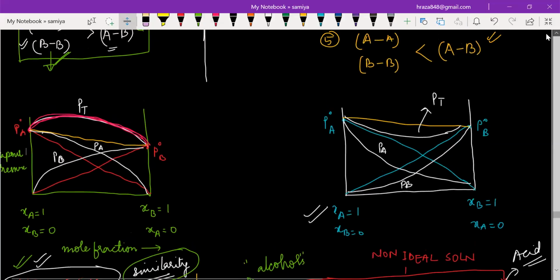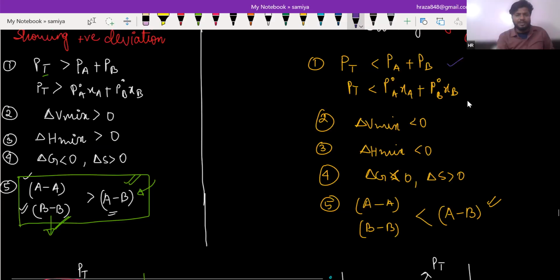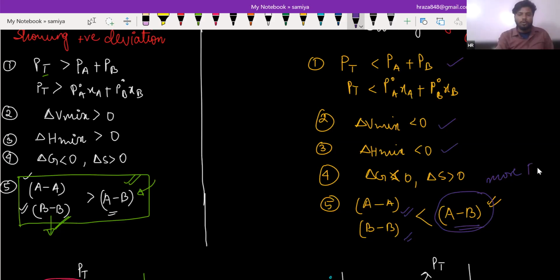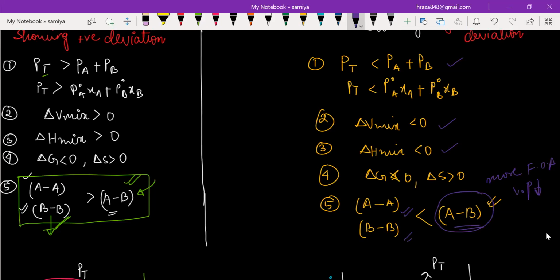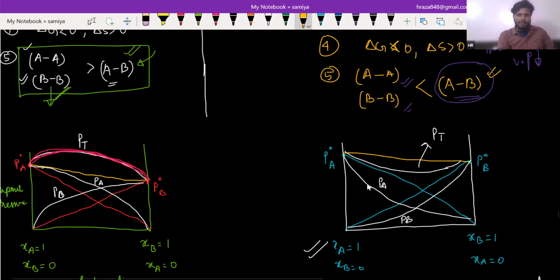Again, if you go for a non-ideal solution with negative deviation, you can see PT observed is less than calculated, delta V mix is less than 0, and the solution particles have more force of interaction than pure particles. That means solution particles have more force of attraction, so vapor pressure decreases, yes or no? Yes. The straight line is for the ideal solution, and the graph will be in the lower form because it has lesser vapor pressure. That's why total vapor pressure is lesser. This is the difference between positive deviation and negative deviation.